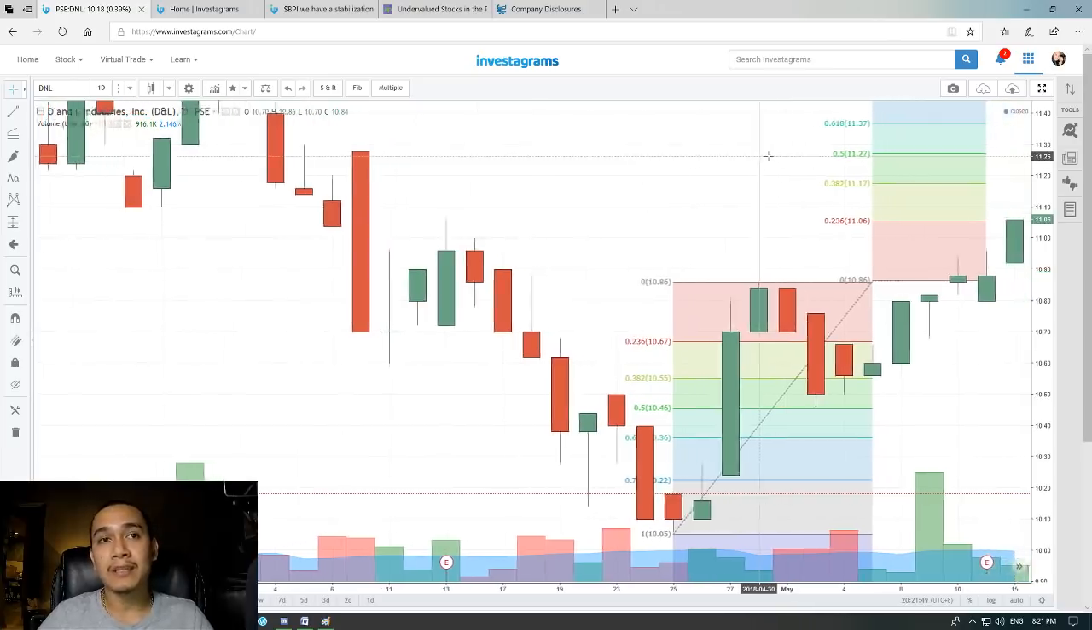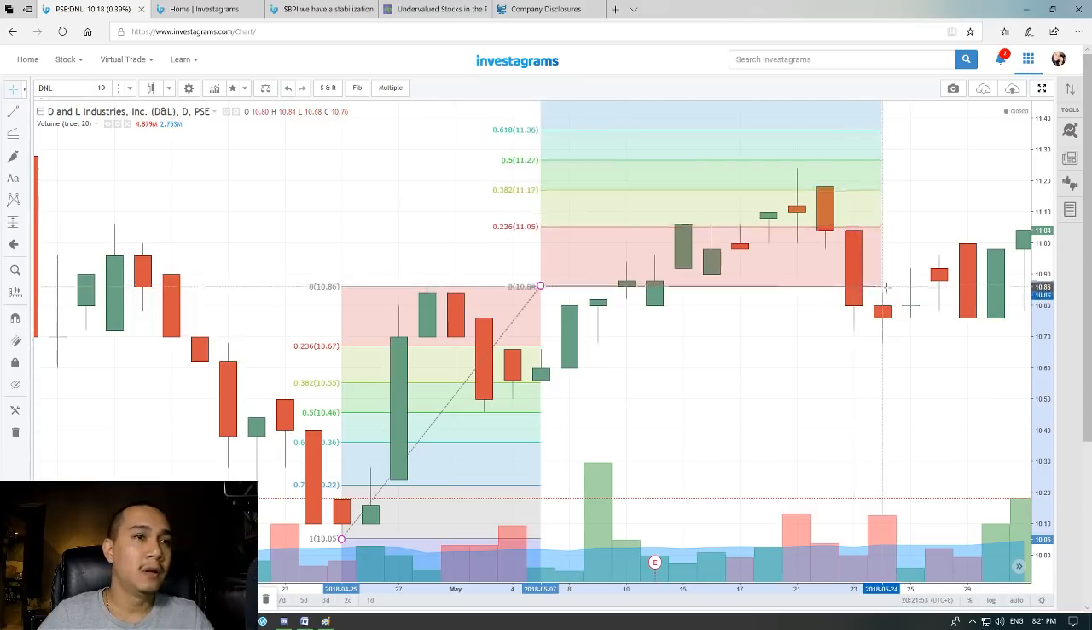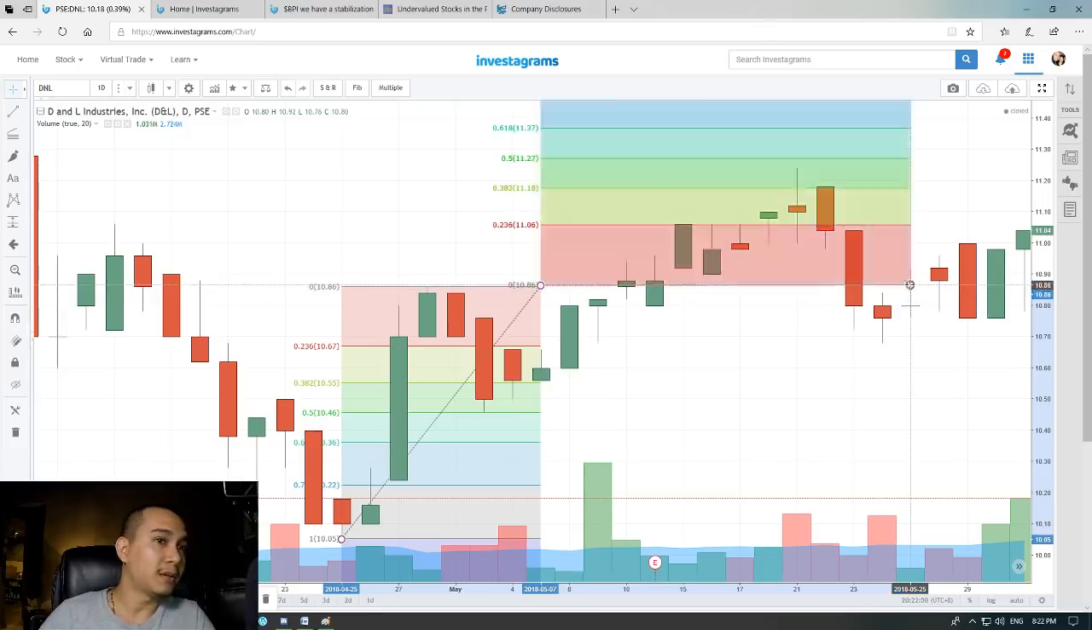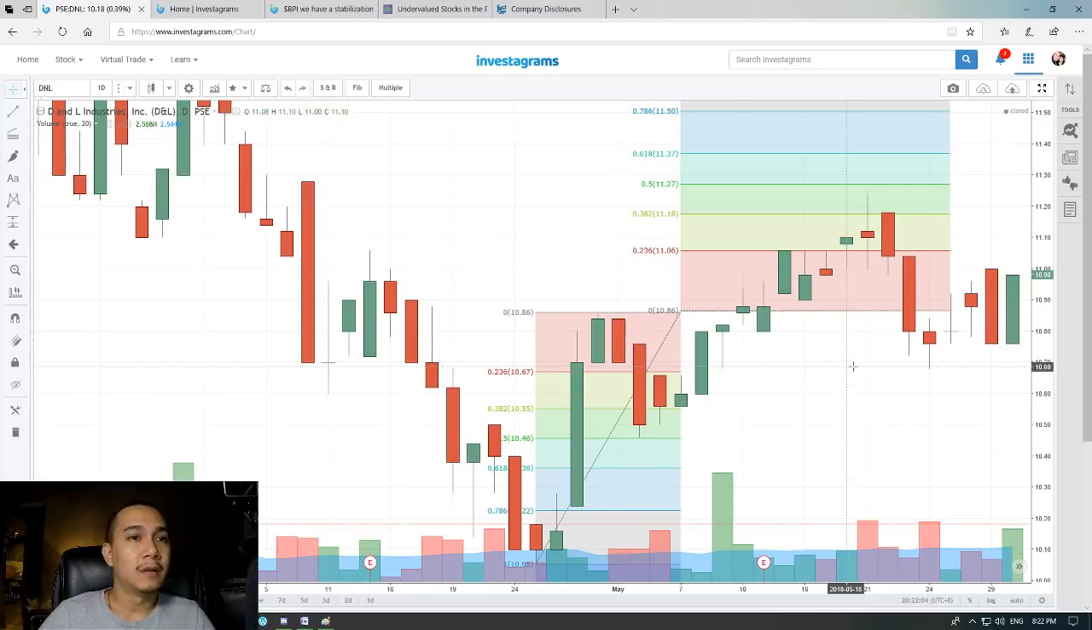Let's see if Fibonacci was correct here. Look at that right there. At around the 50% area, the rally also stopped. So the extension was right at this point, and then there was already a reversal after that. So this is basically how you use Fibonacci extensions.